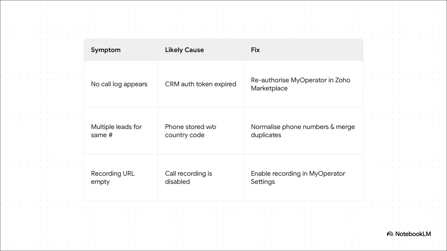For instance, if you notice that no call logs are appearing at all, the number one culprit is usually an expired authentication token. But the fix is just one click. You just go to the Zoho Marketplace and reauthorize MyOperator. And just like that, you're back in business.